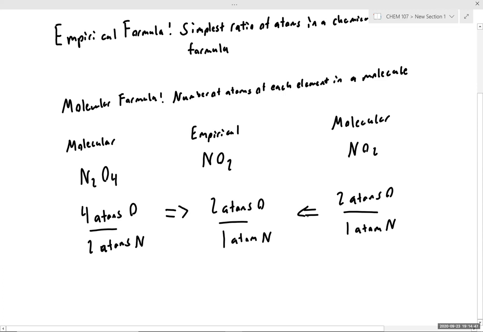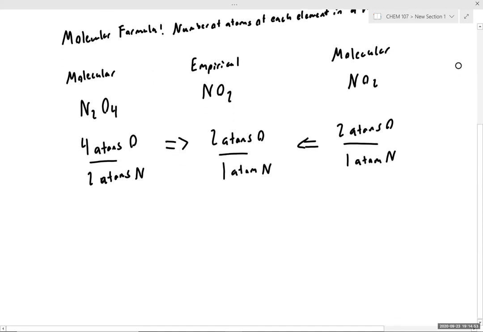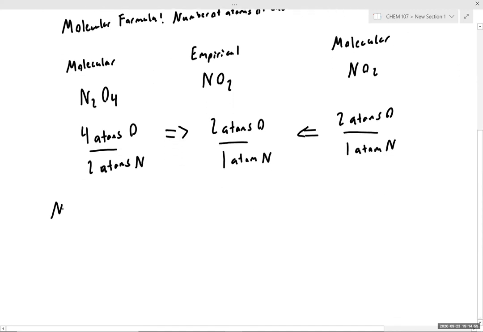Now, how do we determine the empirical formula? To do that, we're going to need to first talk about the idea of mass-mole conversions. So mass-mole conversions, how do they work?